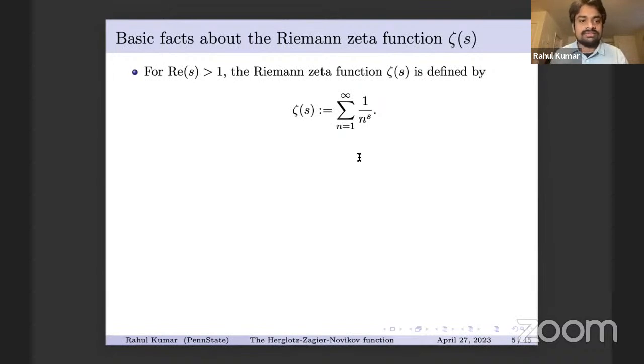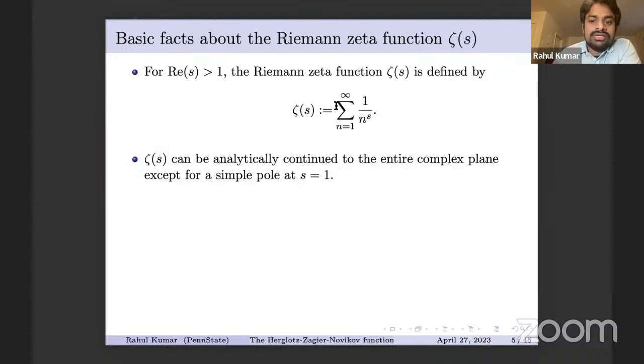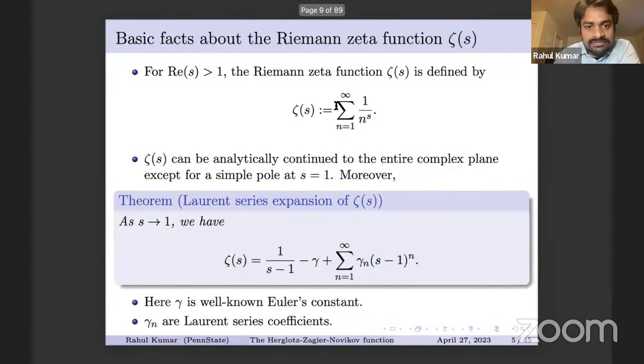So we know that the Riemann zeta function is defined by this Dirichlet series in the right half plane, real part of s greater than 1, where this series is uniformly and absolutely convergent and defines an analytic function as well. Not only that, it can be analytically continued to the entire complex plane except for a simple pole at s equal to 1. So for the pole at s equal to 1, one can evaluate the Laurent series expansion for this Riemann zeta function, which is given by this following formula.